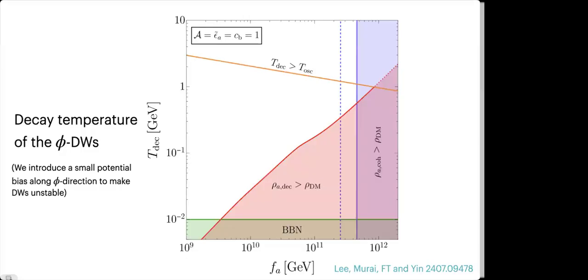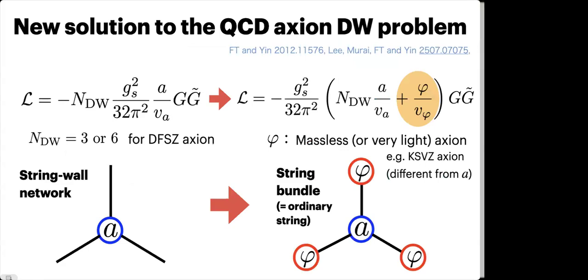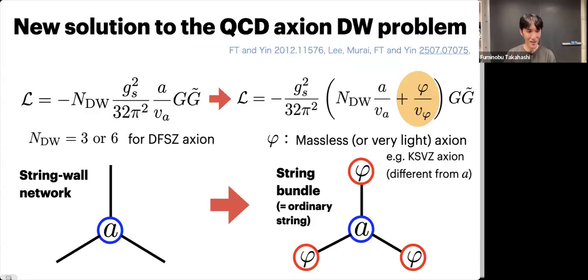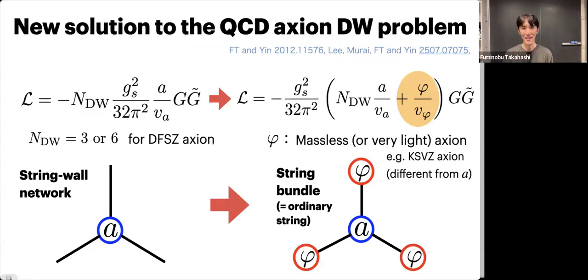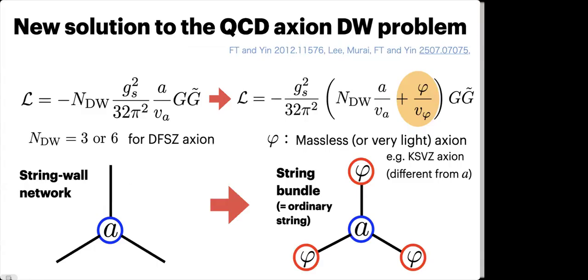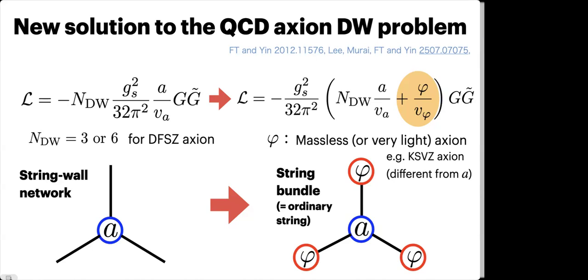May I? Yeah, please go ahead. Okay, so could you go to the last part, the new solution table? I think it is essential to choose n equal to 1 for the phi part, right? Exactly, you are right. If you consider 2 or 3 or whatever, it doesn't work. Then the domain network is produced. Yes, this is a crucial assumption for this mechanism to work.